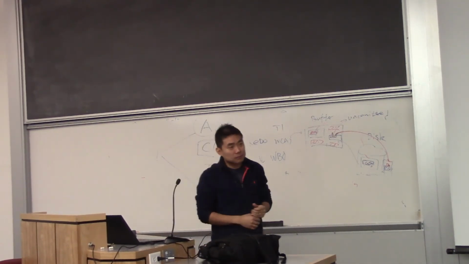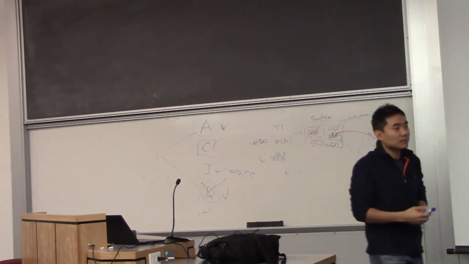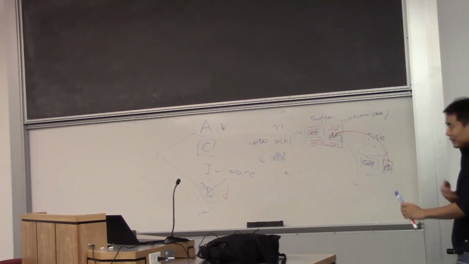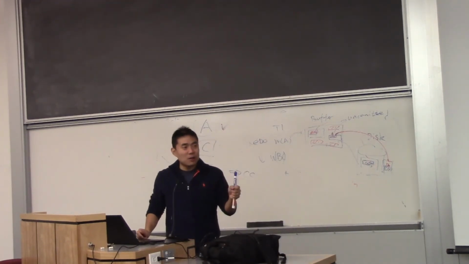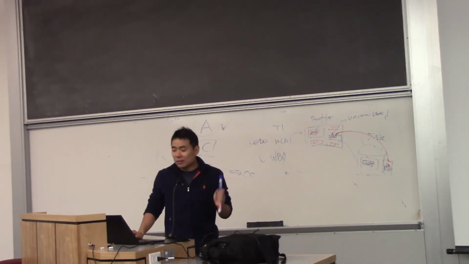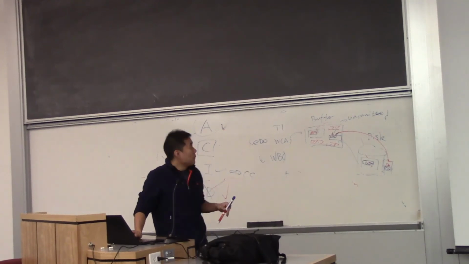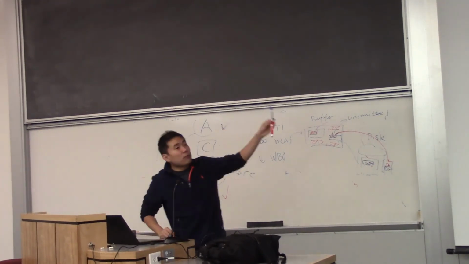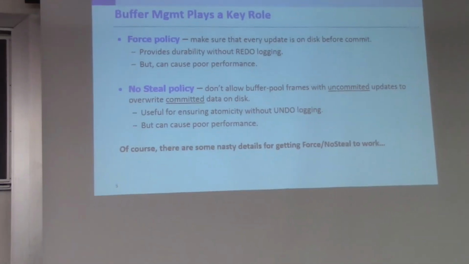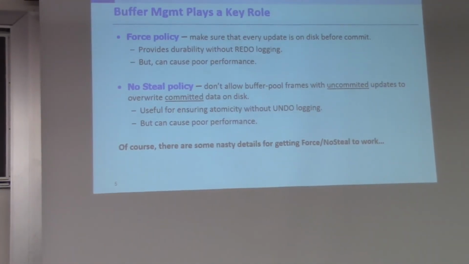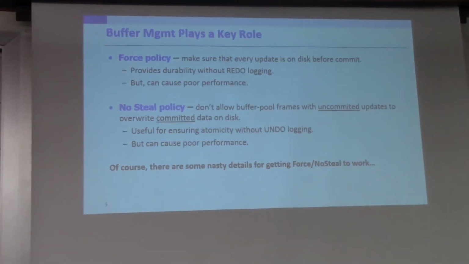I guess then you have to do something fancy when you eventually get to the commit stage with the no steal policy. We'll talk about what we do. Let's understand this naive policy first. But the point is, using force and no steal, we guarantee both atomicity and durability. If you use a combination of the two, you're done.